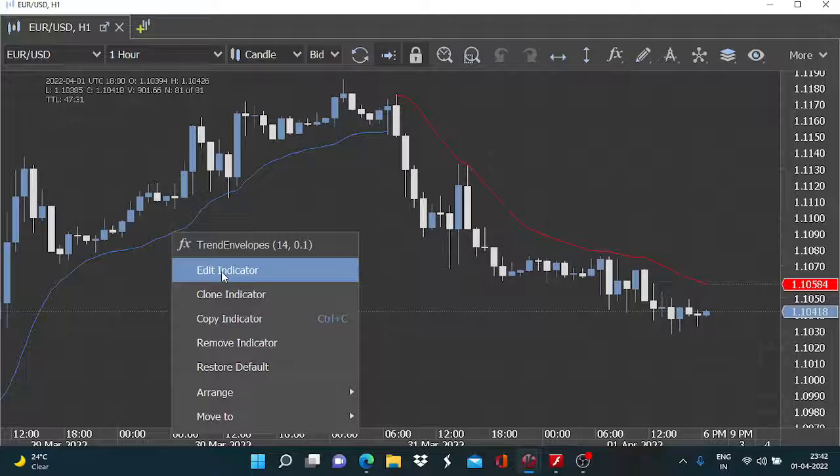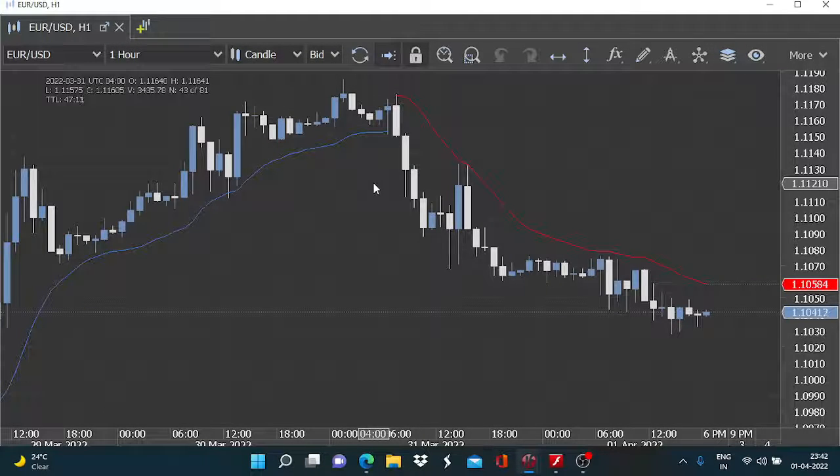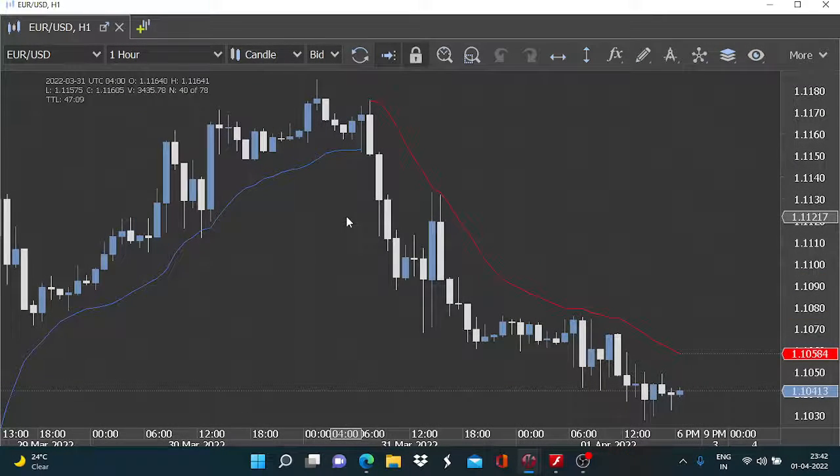Here you get the edit options. It is showing a bit of lag. Okay, so deviation is 0.1, time period is 14. We leave it as it is. We work with the default values, and the logic is going to be fairly simple.